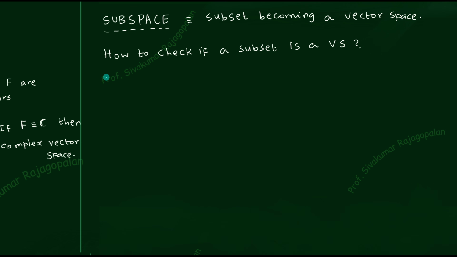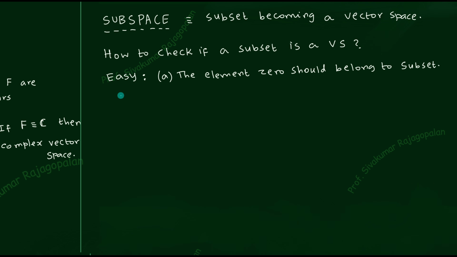And interestingly, this checking mechanism is easy. Okay, so let me therefore write down the practical method. The practical method is that you first of all verify whether the 0 element is there or not. Okay, the element 0 should belong to the subset. That is what I mean to say. This is the practical way of doing the checking. I will explain once I finish this writing.